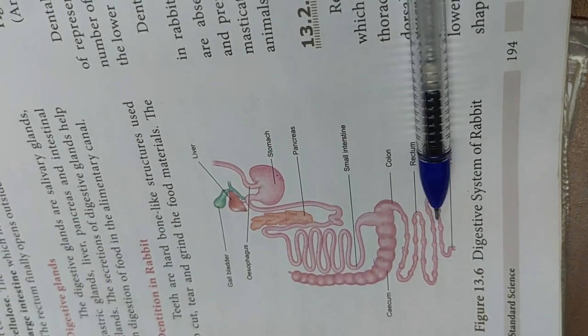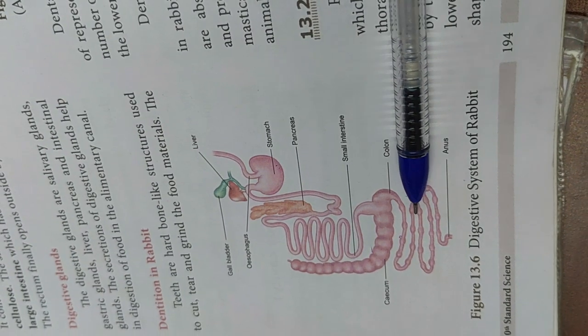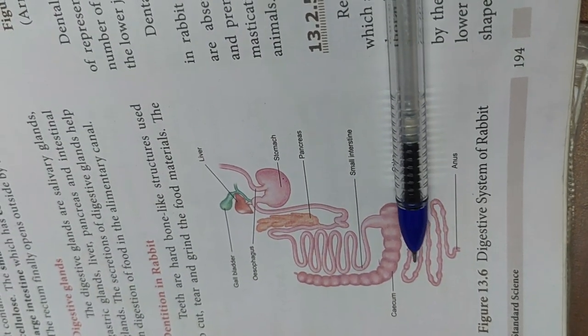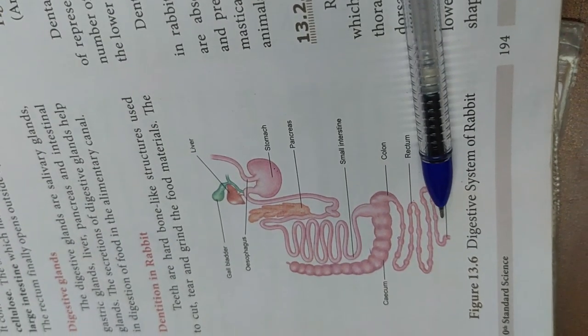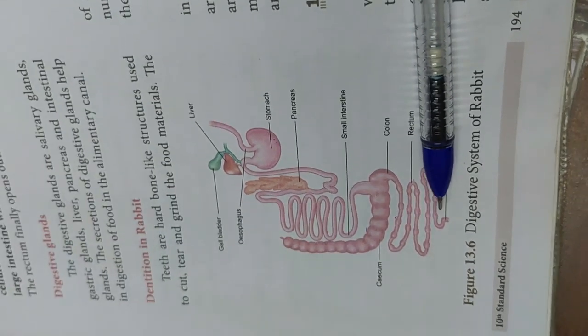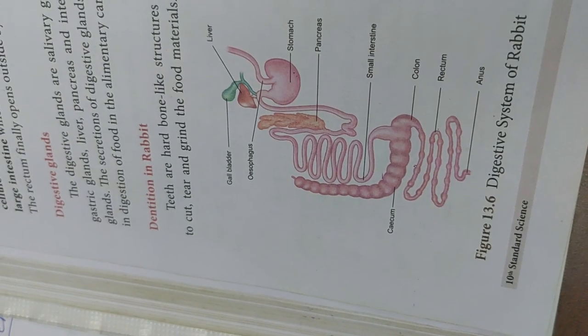Whichever is not wanted, the roughage, whichever is not absorbed and not needed by the animal, will be stored here in the rectum, and then ejected out through the anus. So, this is about the digestive system of rabbit.